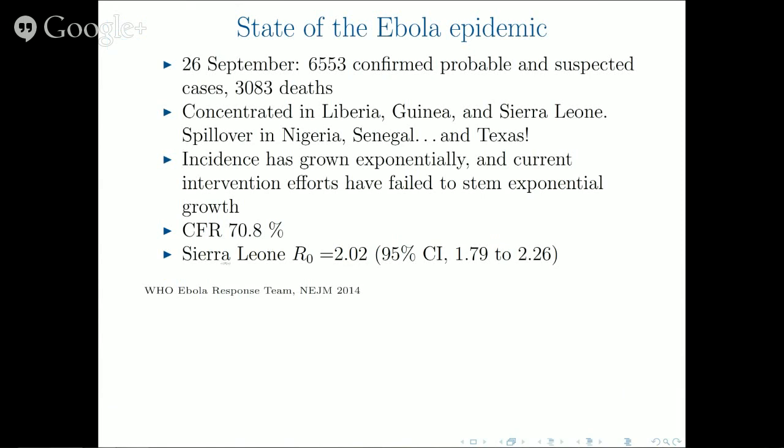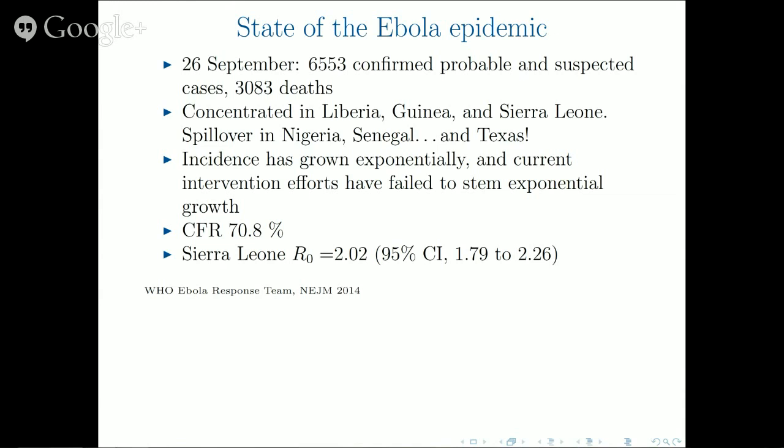Okay, so as of the last report released by the World Health Organization on 26 September, there were 6,500 confirmed, probable and suspected cases and more than 3,000 deaths. The epidemic is concentrated in Liberia, Guinea, and Sierra Leone. There have been spillover events into Nigeria and Senegal, and surprisingly Texas. A few days ago, the first diagnosis of Ebola outside of Western Africa occurred in Texas. And I've talked to some people about that, and it turns out there's actually a large Liberian community in Texas, as well as New Hampshire. So perhaps we'll also see some cases pop up in New Hampshire.